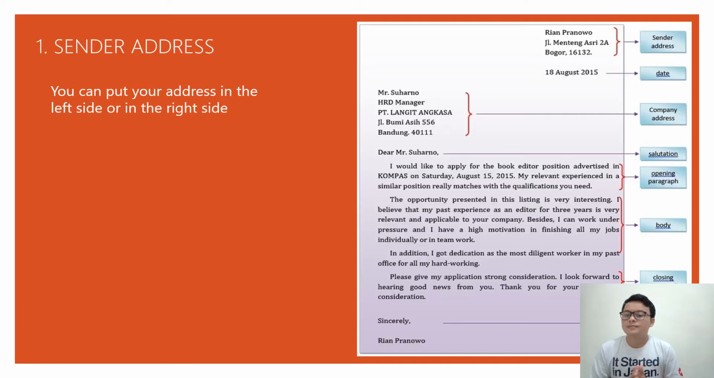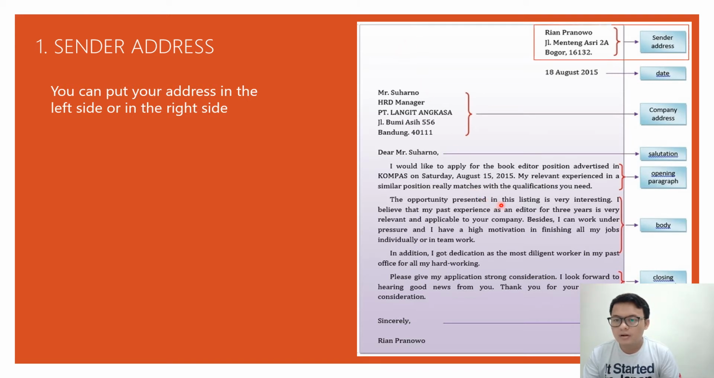The application letter. Number 1, it's a sender address, right? The sender address, you can put the sender address on the left side or on the right side. As you can see in the example provided, the sender address was written on the right side of the paper. If you want to change this sender address to this side, it's totally fine.